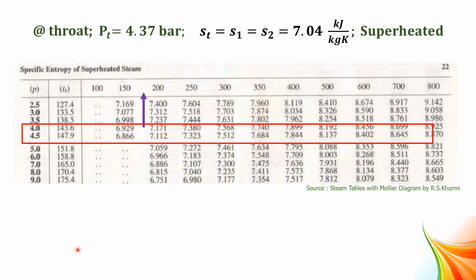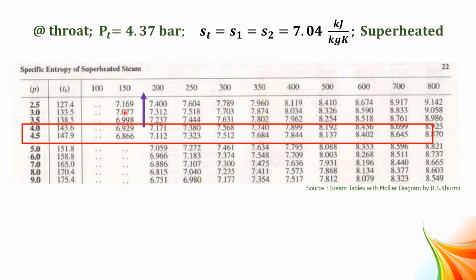Now we have to calculate the corresponding specific entropy values for a pressure of 4.37 bar by interpolation. Similarly, we can get the value corresponding to 150 degrees centigrade by interpolation. The values of specific entropy corresponding to 4.37 bar are 6.881 for 150 degrees and 7.1284 for 200 degrees. So we know the value of St lies between these two values.